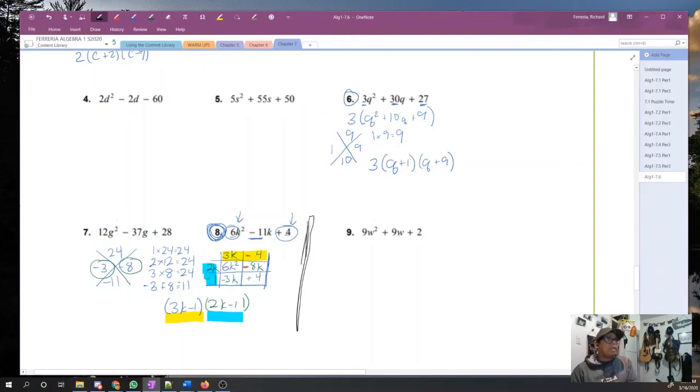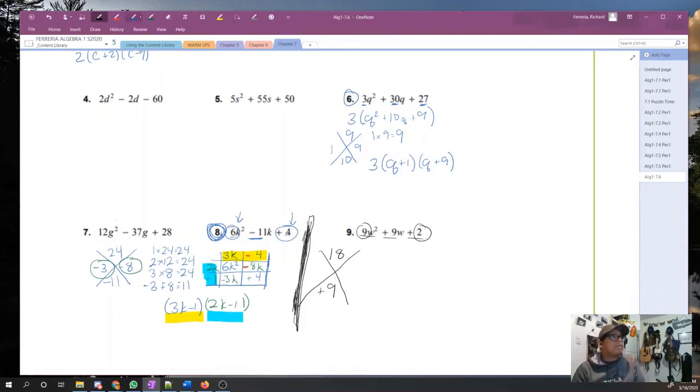Let me tell you, no one gets good at factoring without a lot of practice. So let's take a look at number 9. We're going to start off by saying 9, 9, and 2. Can I divide anything out of 9, 9, and 2? I don't think so, right? Those are all relatively prime. So the number on top, 9 times 2, goes up here. Positive 9 comes down here.